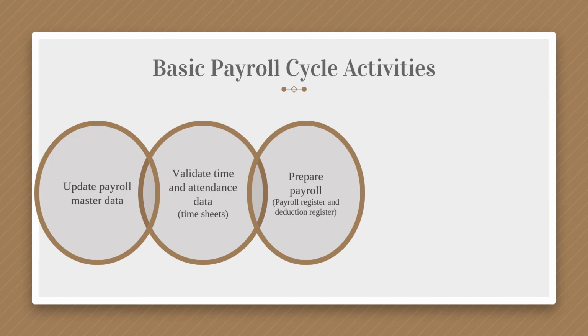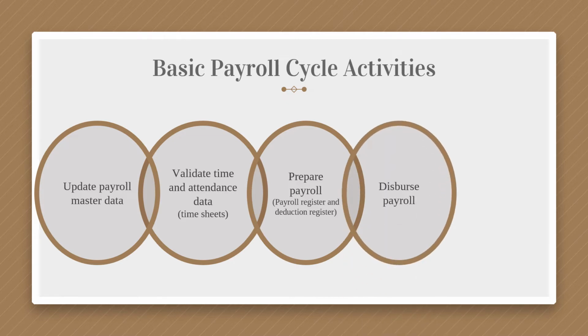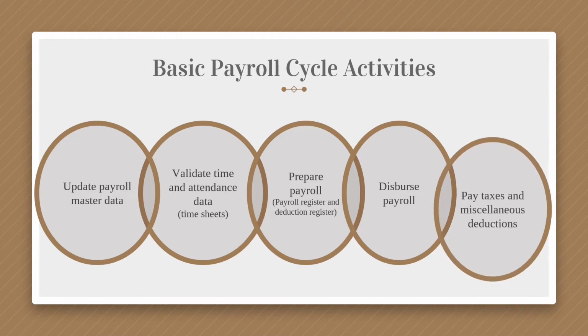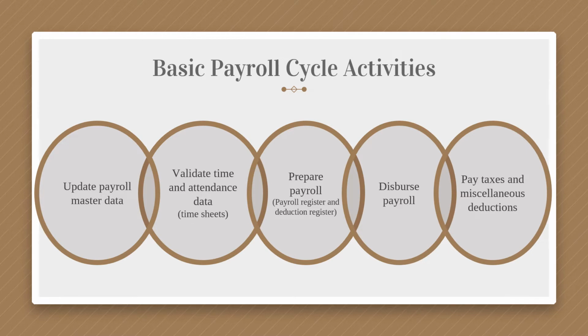And then prepare payroll, including the payroll register and deduction register. The deduction register is normally based on the validation of time and attendance. Then disperse the payroll. We process the payment to the payroll list of the employees. Lastly, pay the tax and miscellaneous deductions like EPF, insurance, and those items that we deduct from salaries, and we need to settle with the government tax authority or the insurance companies and so on.